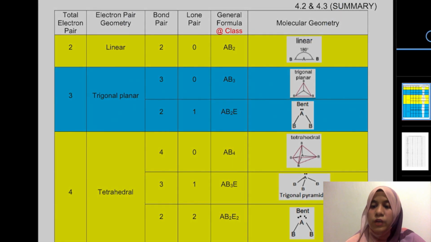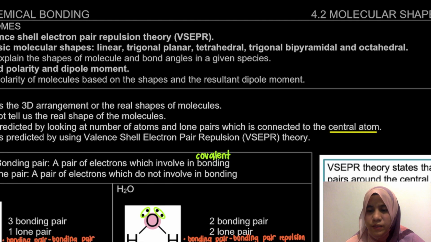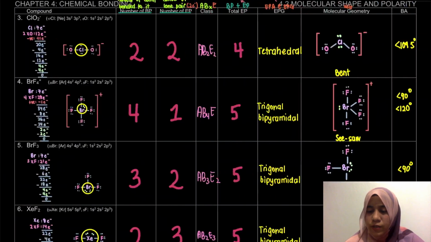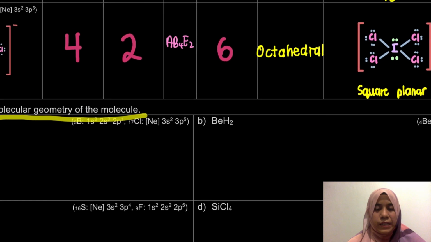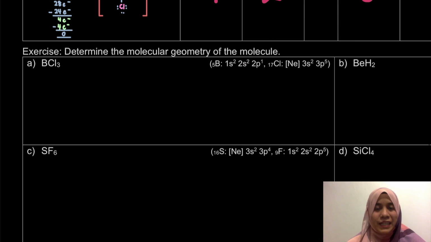Okay, so now let's look for the question. Banyak Miss dah bercerita kan. So let's look for example number 1 on page 14. So what we're gonna do now is actually determine the molecular geometry of our molecule. Okay, so dia bagi dekat kita molecule. So what we have to do first.